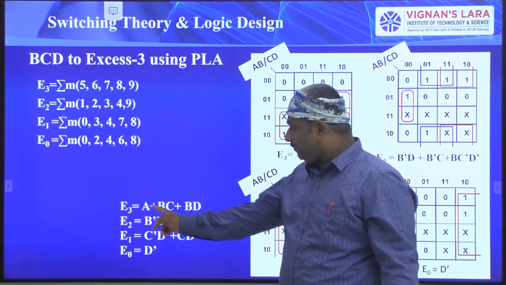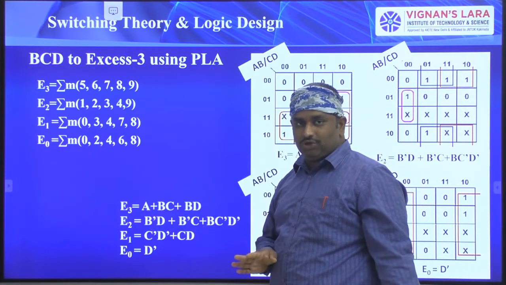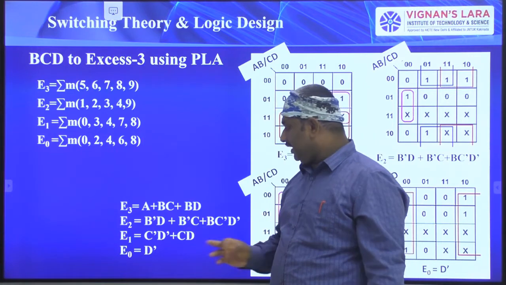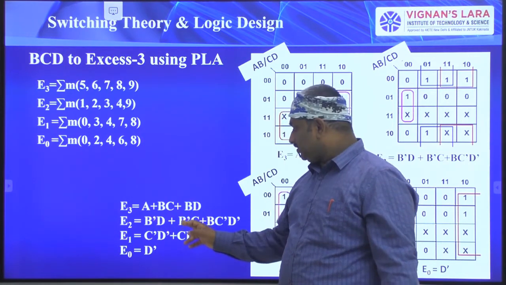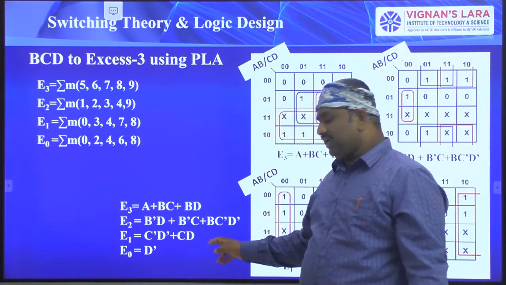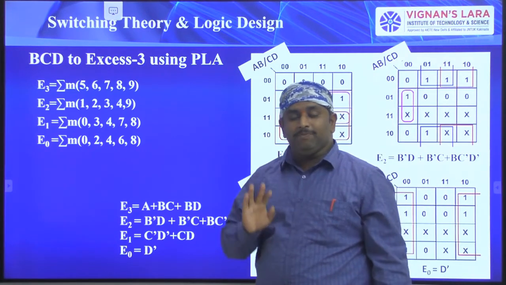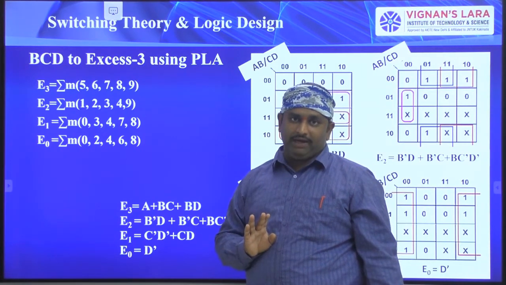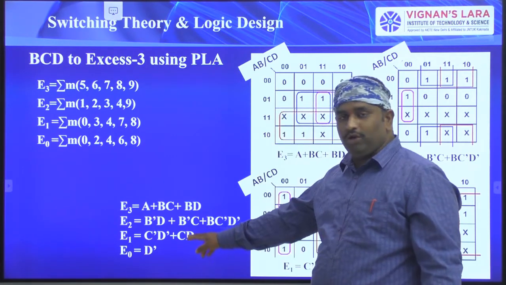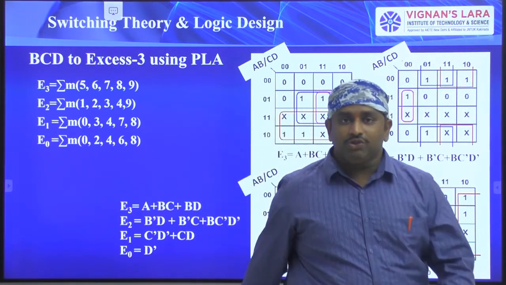See here, A + BC + BD: for A there is no need for an AND gate, for BC we need an AND gate, and for BD we need an AND gate. Then B'D, next B'C, next BC'D', and C'D' and CD. So these are 1, 2, 3, 4, 5, 6, 7. A total of 7 AND gates are required. Of these 7 AND gates, 6 are 2 input and only one is a 3 input AND gate.